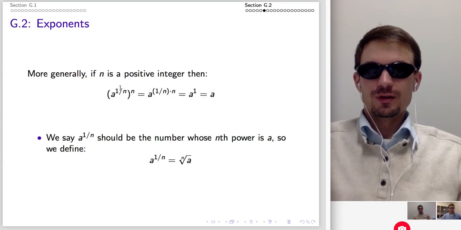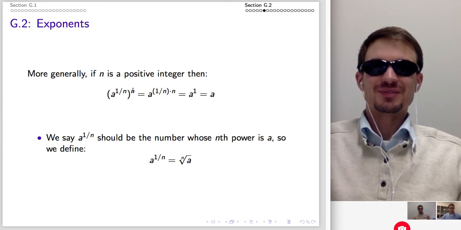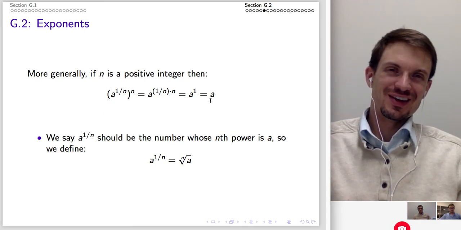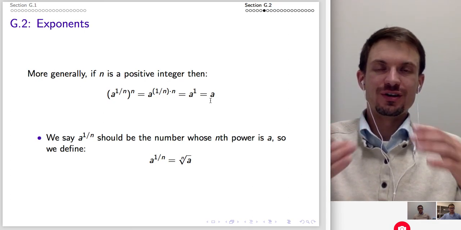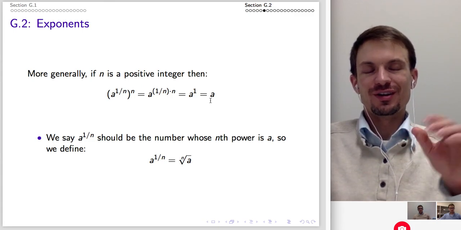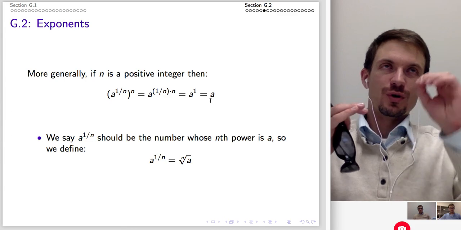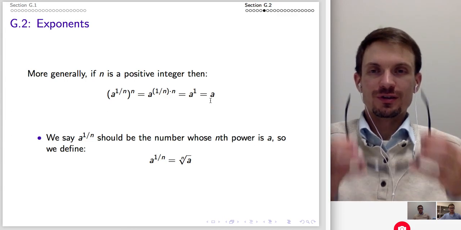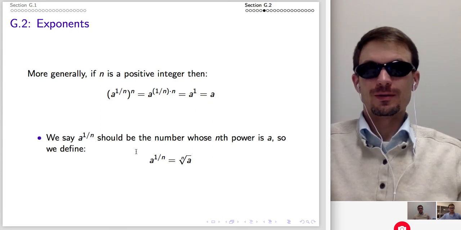Cool. More generally, if n is a positive integer, then a to the 1 over n, raised to the n, is just a. So what's this saying? That's saying a to the 1/3 to the third. Well, use our exponent rules. A to the 1/3 to the third is a to the 1/3 times 3, or a to the 3 over 3, or a to the first. So that's just a.